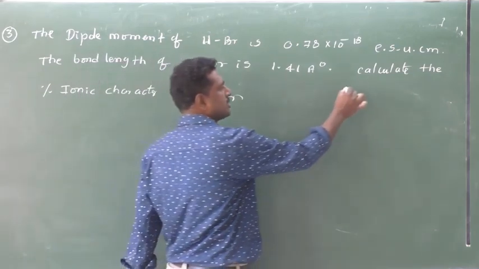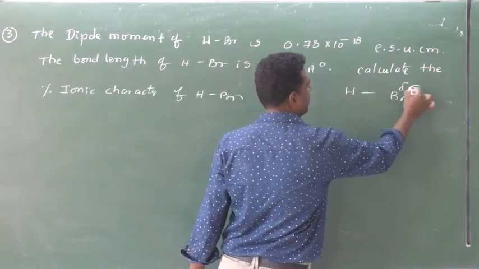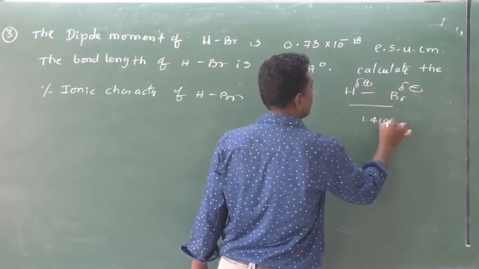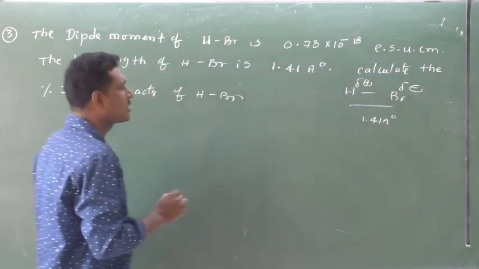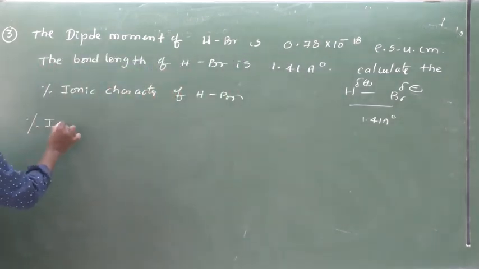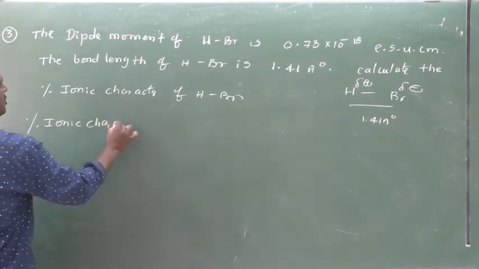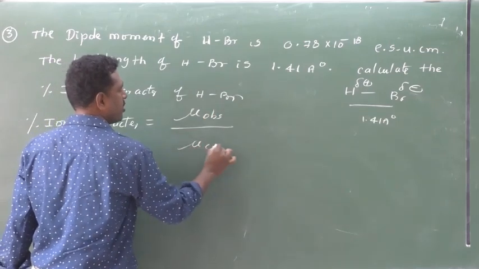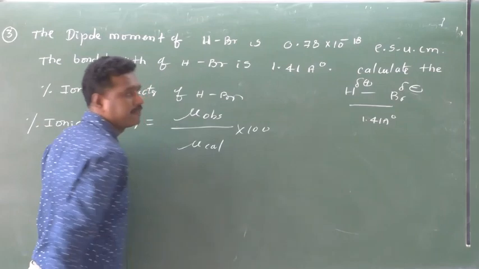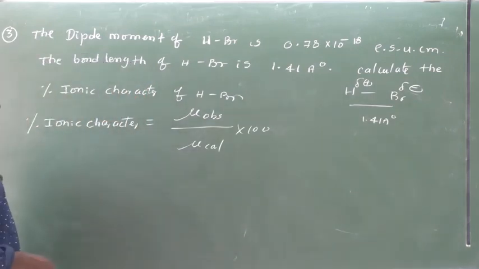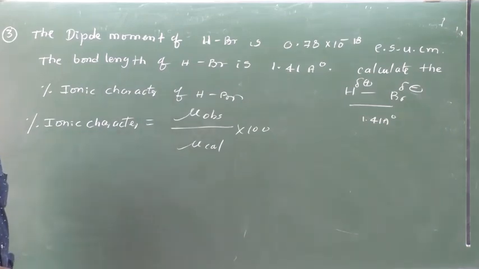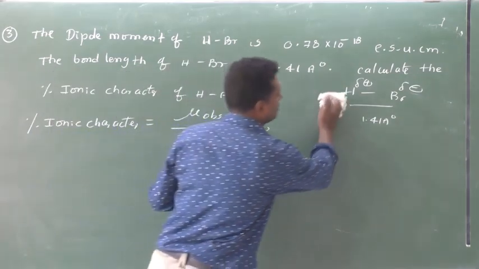So here we know the formula. HBr is H plus Br minus, and the distance is given, 1.41 angstroms. So what is the formula? Percentage ionic character equals mu observed by mu calculated into 100. This is the formula. Mu observed is given, 0.78 into 10 power minus 18. After that, mu calculated we have to calculate.